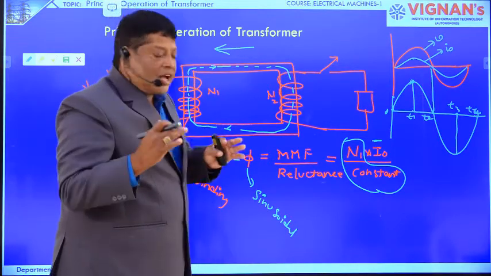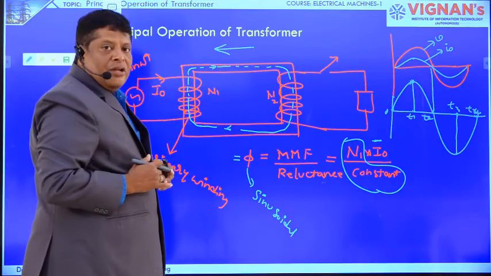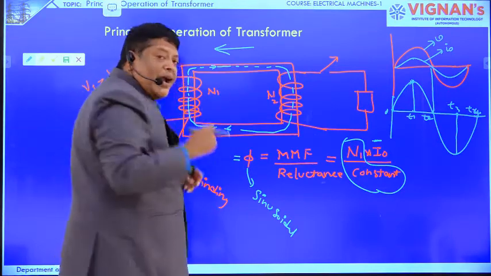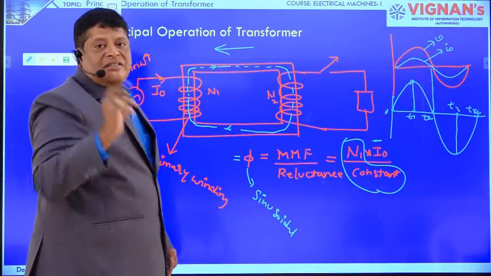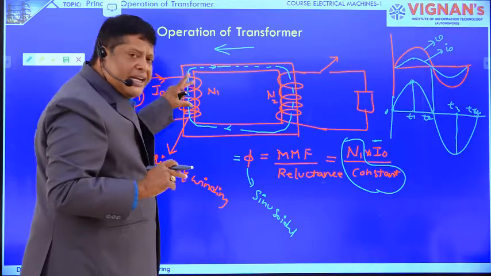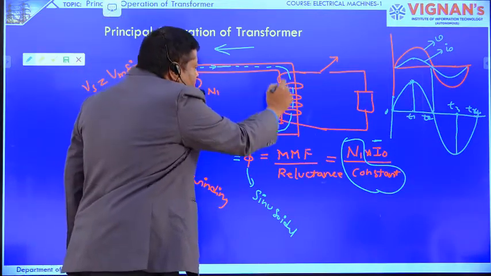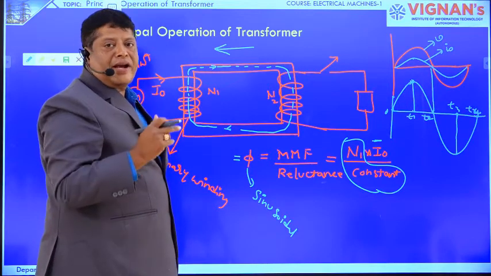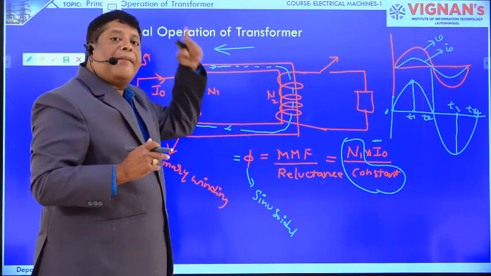So whenever the sinusoidal flux is created from the primary winding, it will pass through the core. Why does it pass through the core? Because it is offering low reluctance. How much flux is created from the primary winding? Almost 99% of the flux flows through the magnetic core only. It does not go to the air, because the magnetic material is offering a low reluctance when compared to the air.